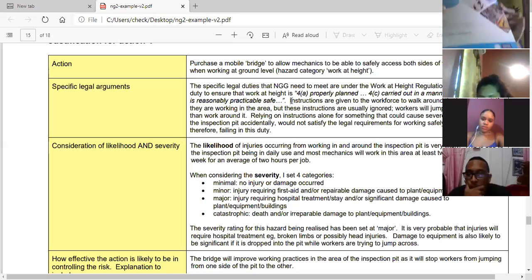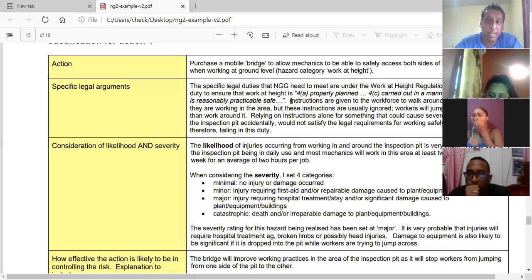You could get the information from the internet as well, Work at Height Regulations, right? That's what you did for me in one of your homework when you had gotten the regulations. Whatever the hazard is, we have regulations for it. If it's work at height, you just put the Work at Height Regulations, and you want to get a specific part of it and talk about that, right? So the specific legal duties that NGG needs to meet under the Work at Height Regulations 2005: there is a duty to ensure that work at height is 4A, properly planned, 4C, carried out in a manner so far as is reasonably practicable safe, right?